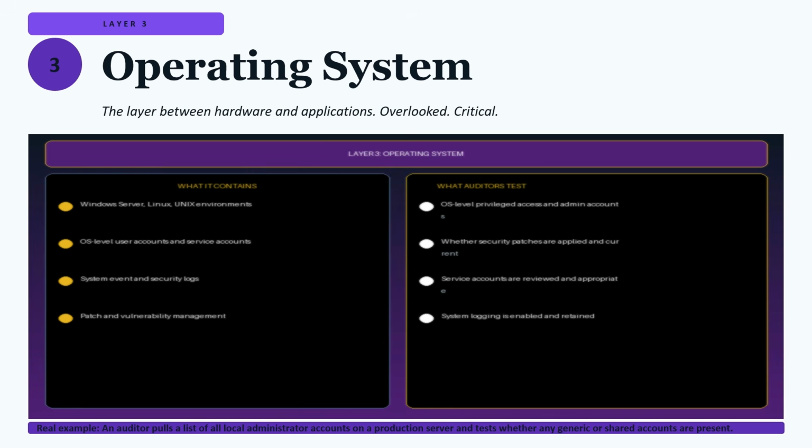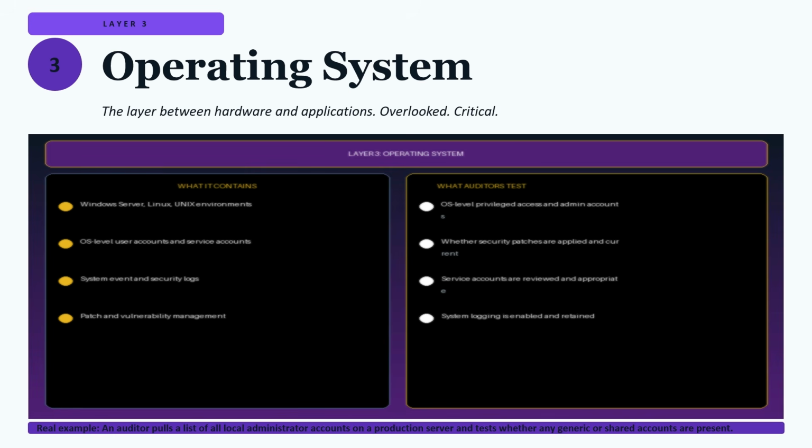So what are we looking at at this layer? We are looking at the operating system level access. We are looking at the types of server accounts that are in use. We are looking at if there's a system login in place, and we are also looking at whether the operating system is patched.